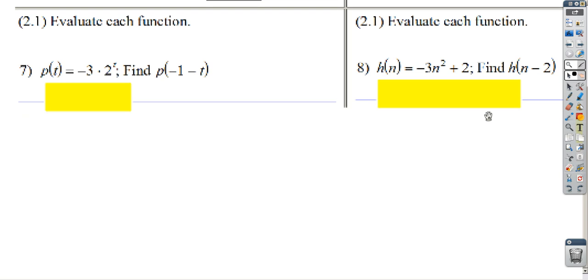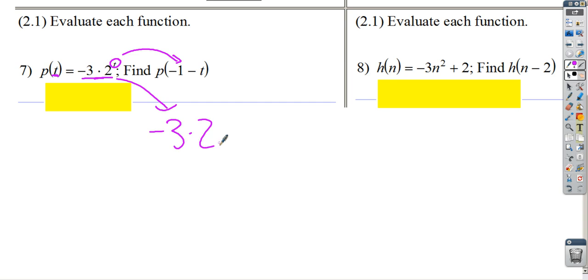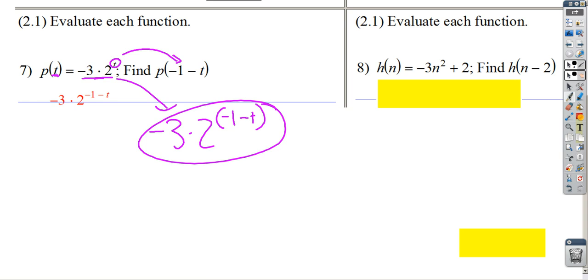Okay, these ones are a little bit trickier. Now instead of plugging in numbers, you have to plug in entire expressions. So this one says wherever I see a t, I'm going to replace it with this thing right here. So what that ends up being is -3 times 2 to the 2 to the -1 minus t. And that's all you can do. You can't get a number out of that because what they told you to plug in was something with t, so you should still get a t in there.